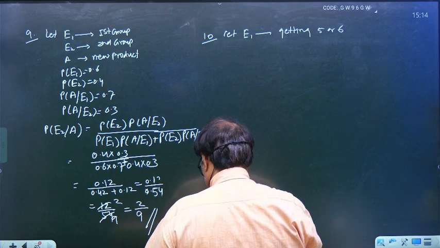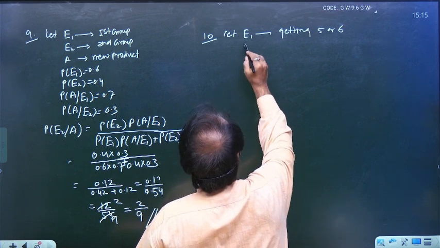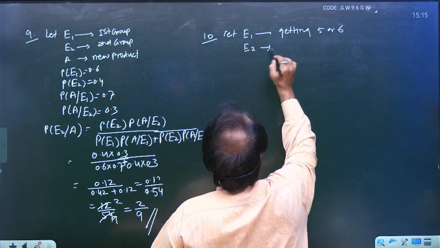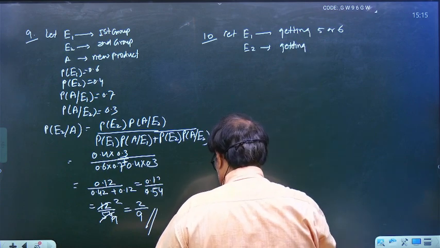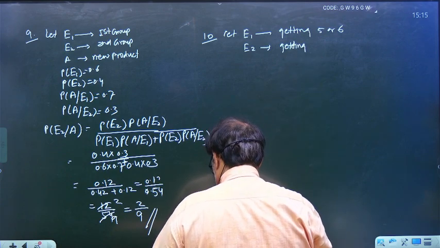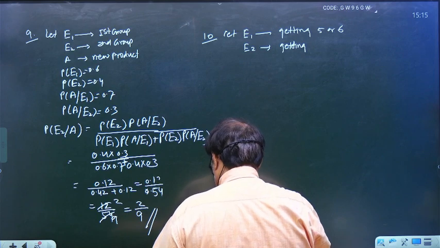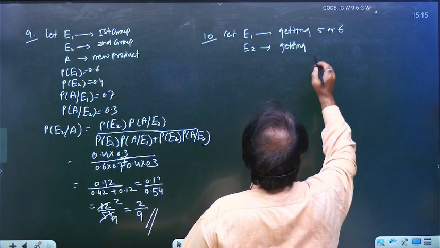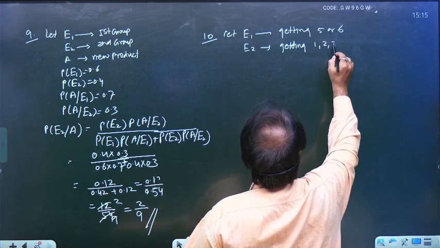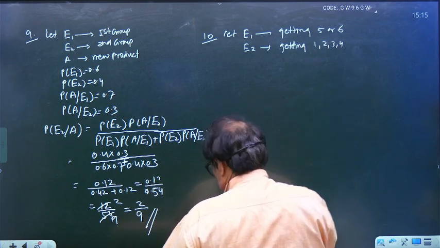And E2 is getting 5 or 6. She tosses a coin 3 times of heads, and 1, 2, 3 tosses a coin. So 1, 2, 3, 4. This is E2.